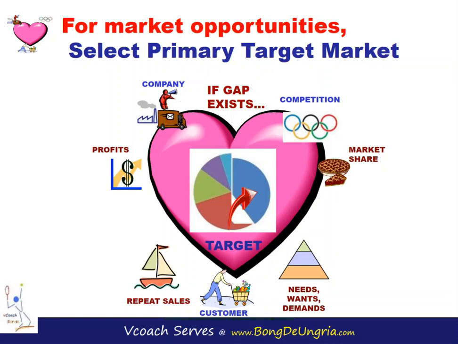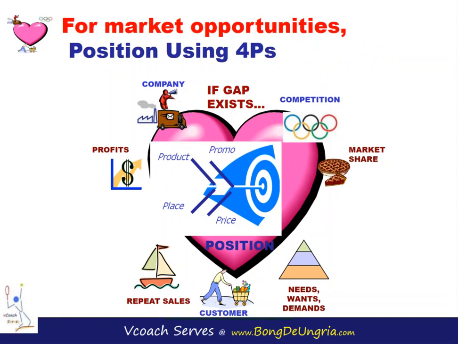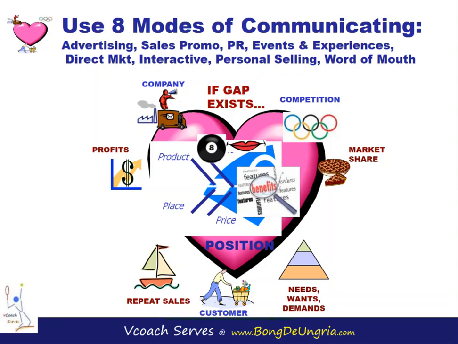You support your aim by using your 4Ps to hit your target, and this is product, promo, place, and price. To hit the bullseye, you should communicate using benefits. And in communication, there are 8 modes: mass and personal. Mass meaning advertising, sales promotions, PR, events and experiences. And for personal communication, it's direct marketing, interactive selling, personal selling, and word of mouth.